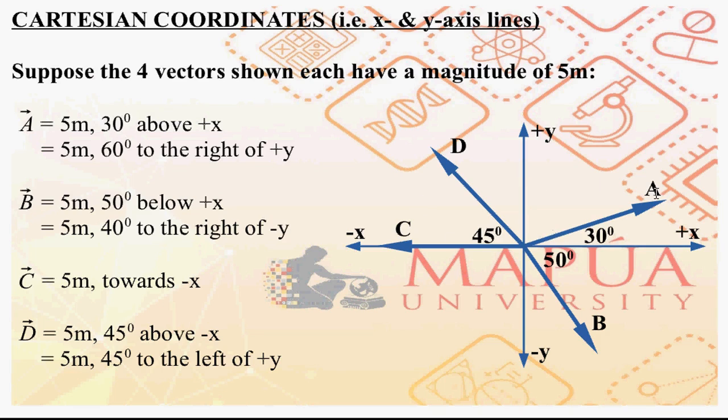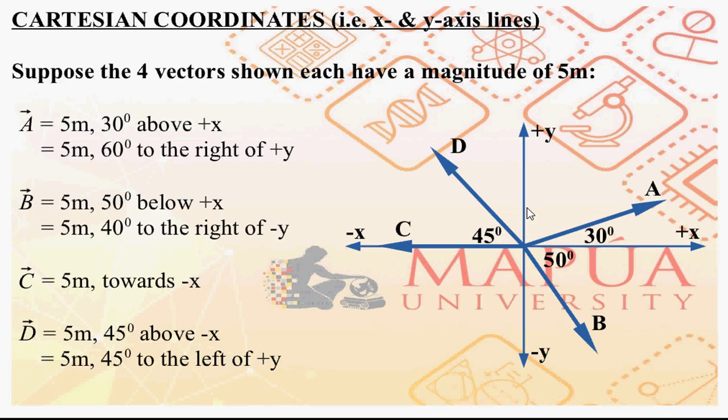So first, let's take a look at vector A. Vector A, again, 5 meters in magnitude. Orientation of vector A, 30 degrees with respect to the positive x line. There are two sides to the positive x line. You have the above side and the below side. Where is the angle 30 degrees located? It's located on the above side of positive x. So we can say that the direction of vector A is 30 degrees above positive x.